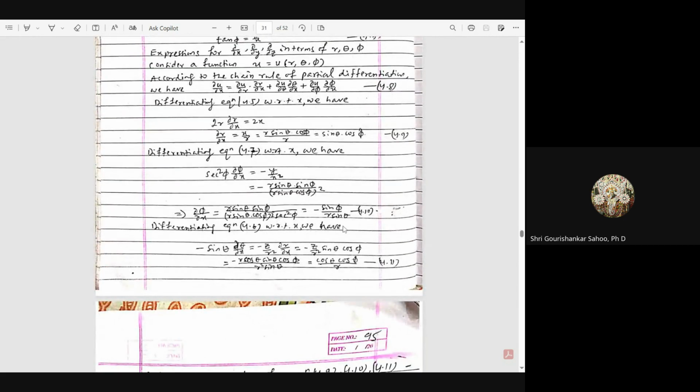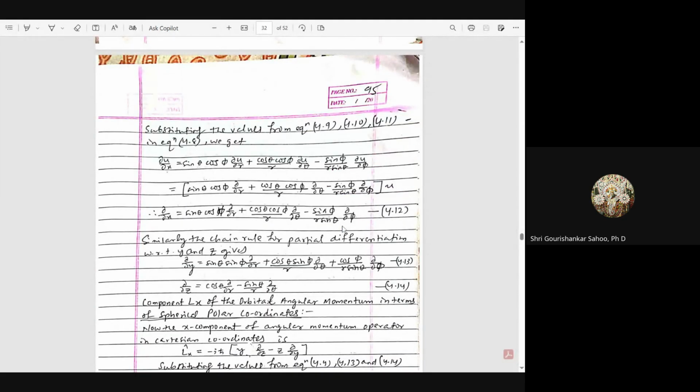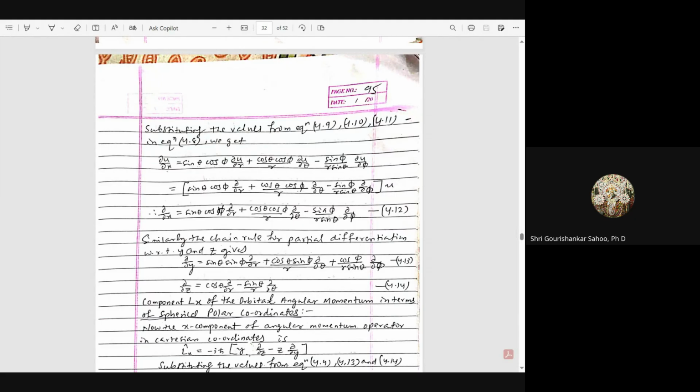Now differentiate cos theta with respect to x, and you will get minus sin theta del theta by del x is equal to minus cos theta cos phi by r, and del U by del x is equal to sin theta cos phi del by del r plus cos theta cos phi by r del by del theta minus sin phi by r sin theta del by del phi, multiplied by U. So del by del x is equal to sin theta cos phi del by del r plus cos theta cos phi by r del by del theta minus sin phi by r sin theta del by del phi.